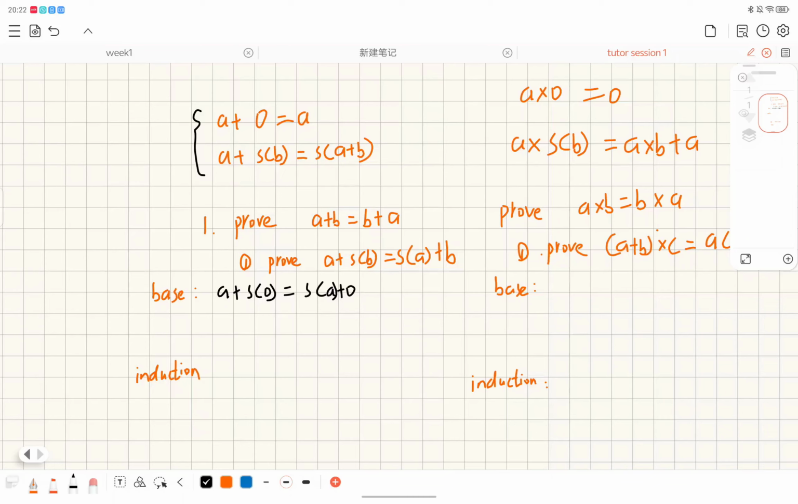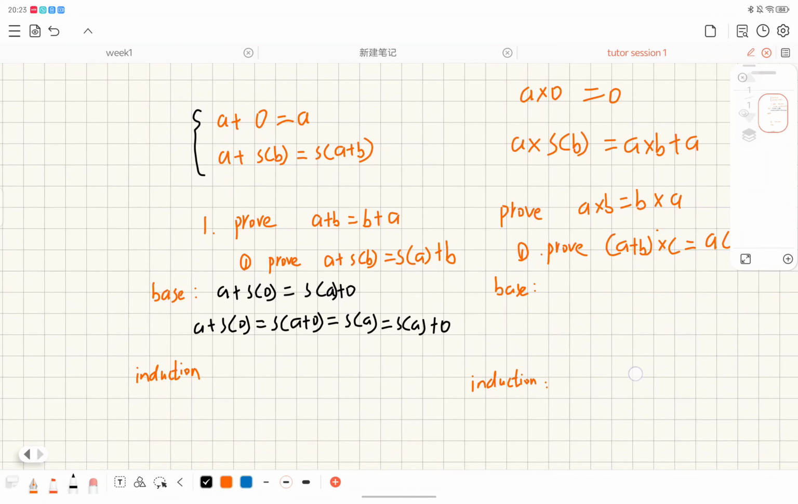Is that correct? How can we show that? We can simply rewrite a plus s0 according to the definition of plus, and use the definition again, we get sa. And use it again, we get sa plus 0. So we know that the base case is correct.